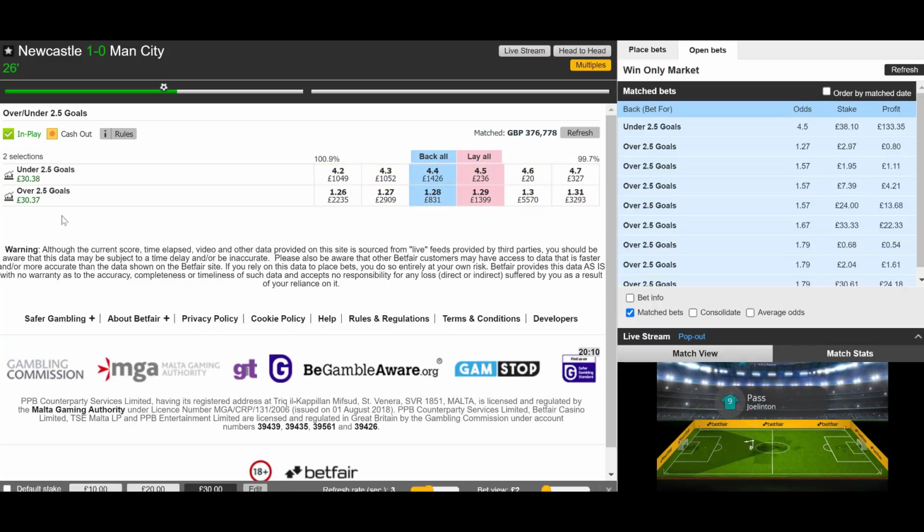So you can kind of see the advantage of getting involved, dripping your stake into the market during the first half, as opposed to getting involved at the starting price, because that would have been a smaller profit. But anyway, there's just a quick real life example for you right there. It's Newcastle 1, Man City 0.